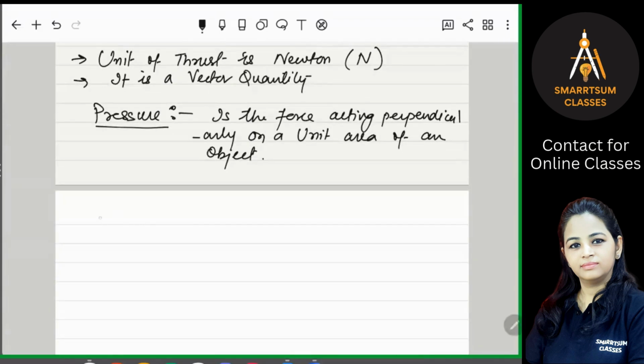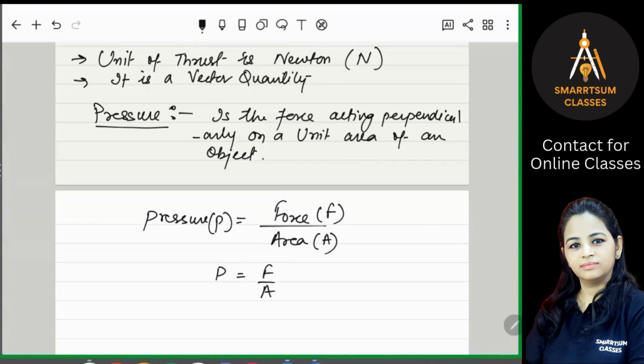So write down, pressure is denoted by P. This is force per unit area. So this is capital F, this is capital A, and this is P. So write down P is equal to F upon A. Right? So how is pressure defined? It is defined as force per unit area.